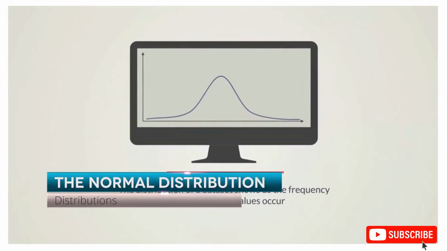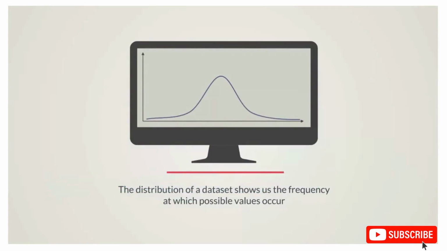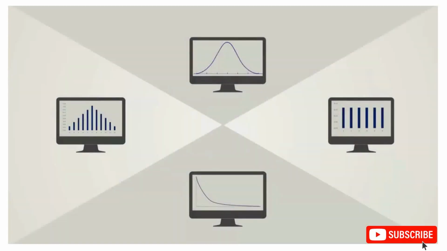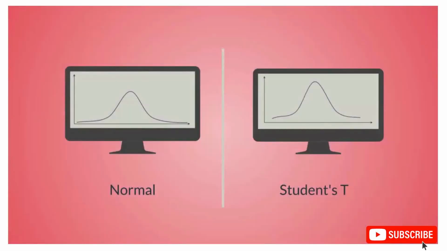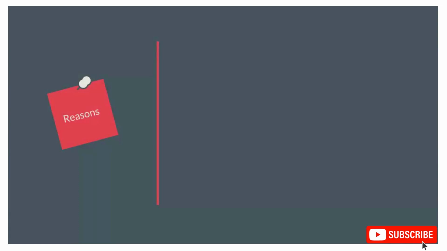So far, we learned that the distribution of a dataset shows us the frequency at which possible values occur within an interval. We also said that there are dozens of distributions. Experienced statisticians can immediately distinguish a binomial from a Poisson distribution, as well as a uniform from an exponential distribution in a quick glimpse at a plot. In this course, though, we will rather focus on the normal and students' t-distributions due to the following reasons.